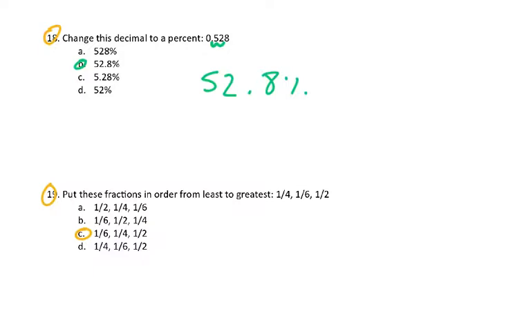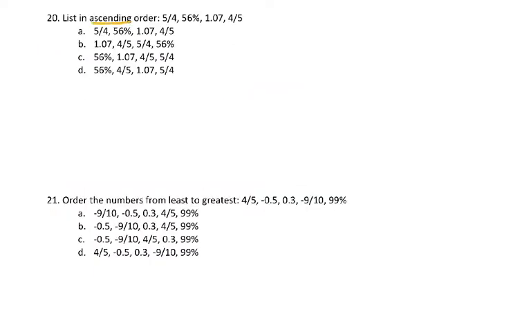1/6 is the smallest piece of pie or the smallest pizza. 1/4 is a little bigger. It's got only 4 cuts, and then a half. Think about it like pizza or pie or money. 20 says list in ascending order. Ascending means from least to greatest. It's getting bigger every time. And you have 4 different types of rational numbers.